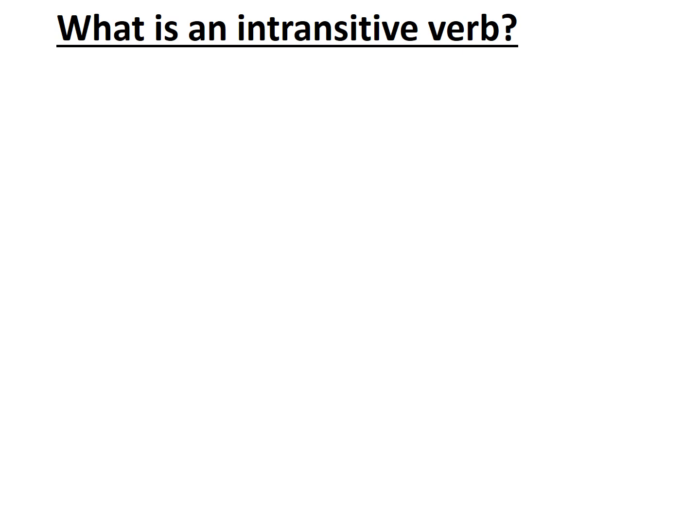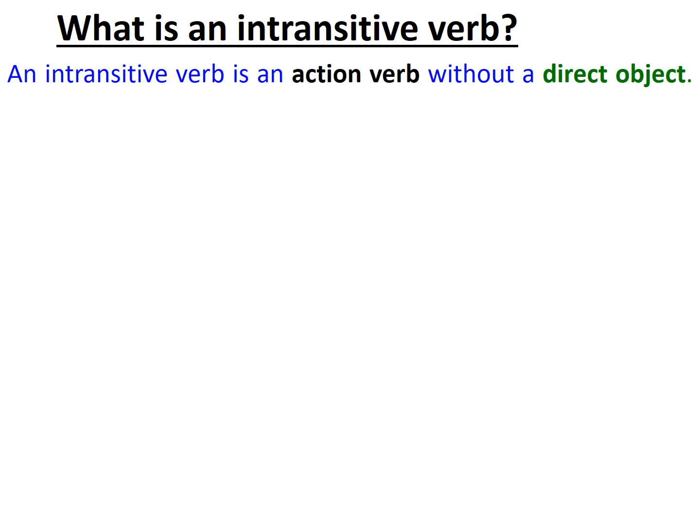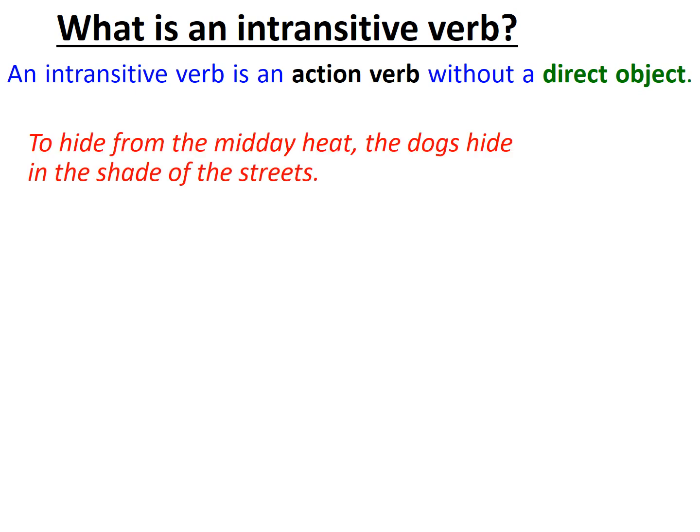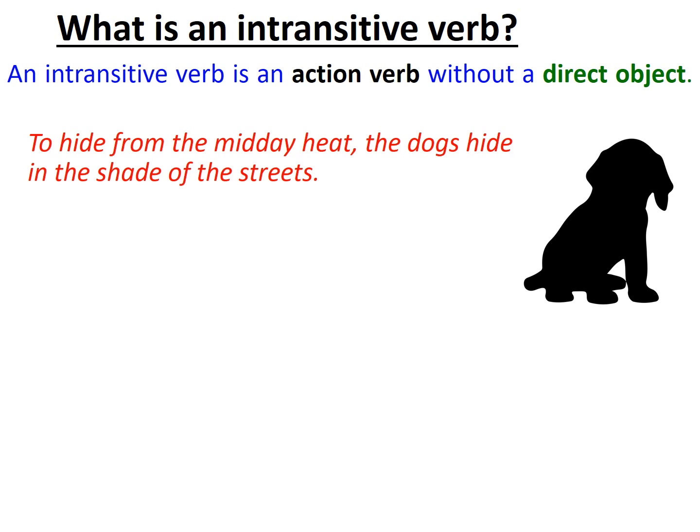In this video we'll be answering the question, what is an intransitive verb? An intransitive verb is an action verb without a direct object. Let me show you. To hide from the midday heat, the dogs hide in the shade of the streets. So in that sentence, the intransitive verb is hide. It's an action verb, but there's no actual recipient of that action, except the dog. And that's not a direct object because it's the subject of the sentence.